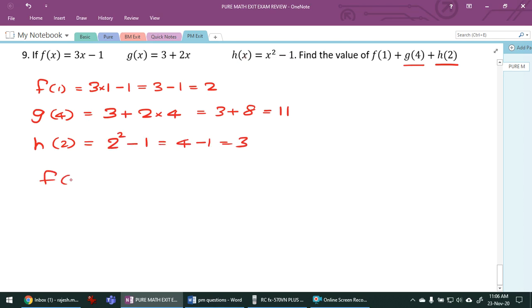Now we have to find f1 plus g4 plus h2. What is f1? 2. What is g4? 11. Plus 3. So 2 plus 11 is 13. 13 plus 3 is 16.